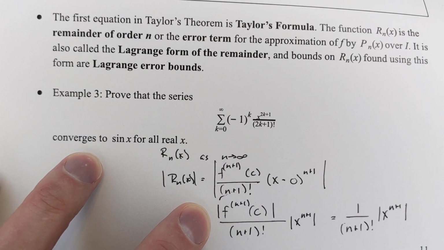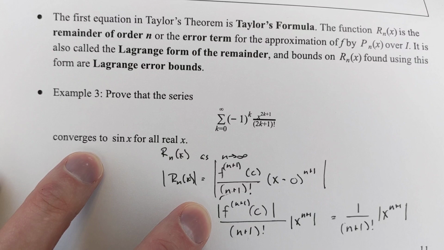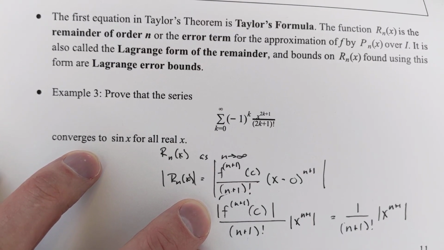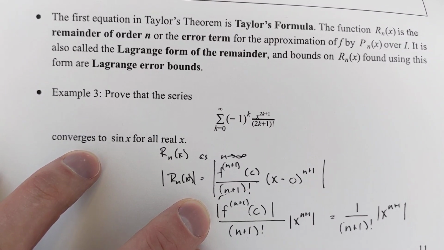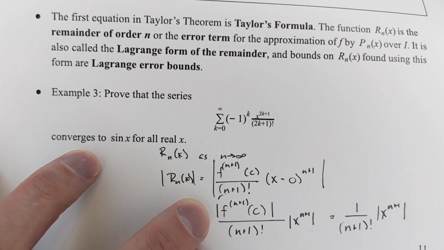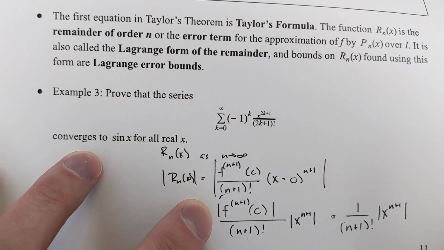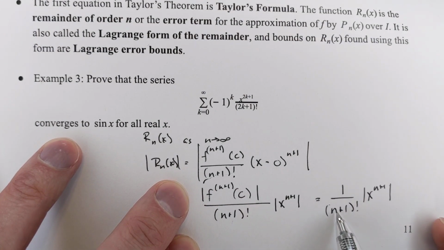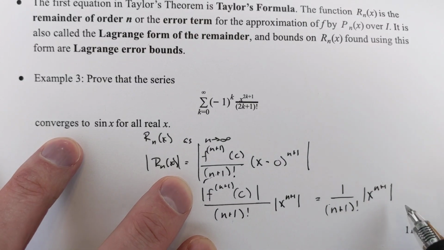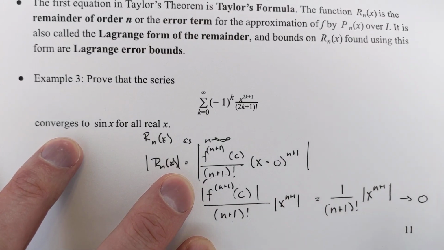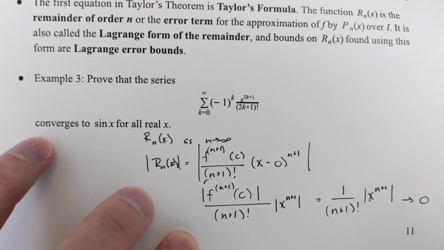Okay. As we let n go to infinity, if you look at how these compare, this factorial will grow much faster than this power, so this will eventually reach 0. So it converges because our limit is 0.